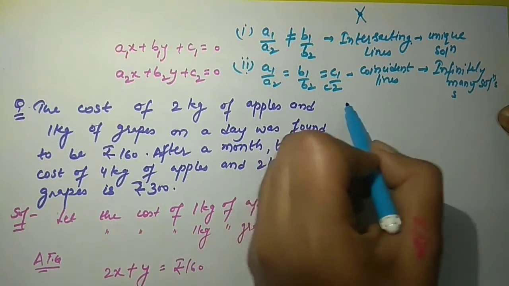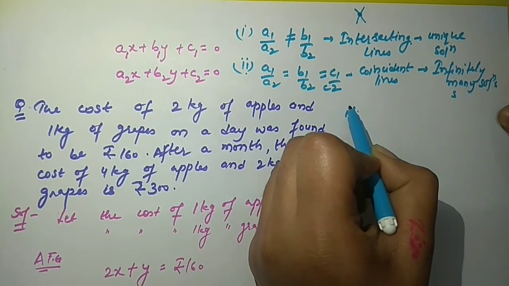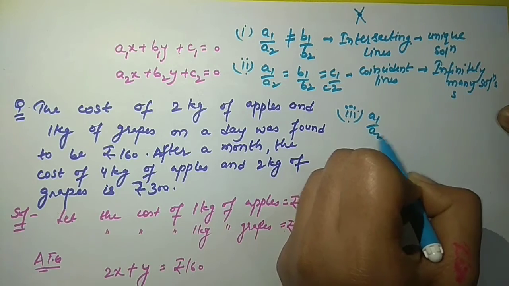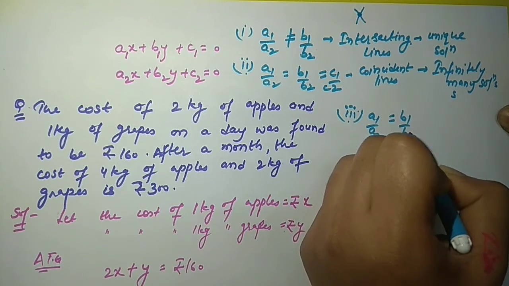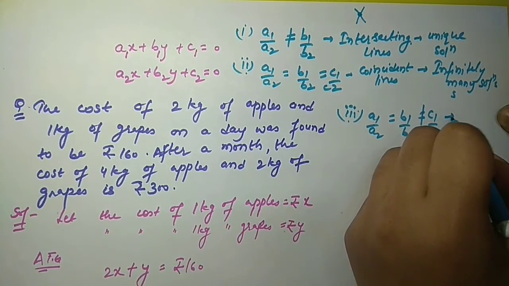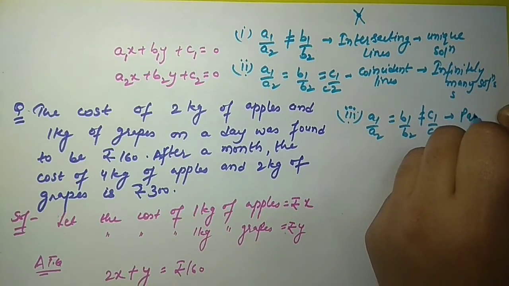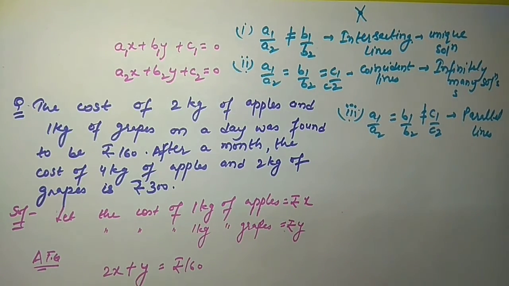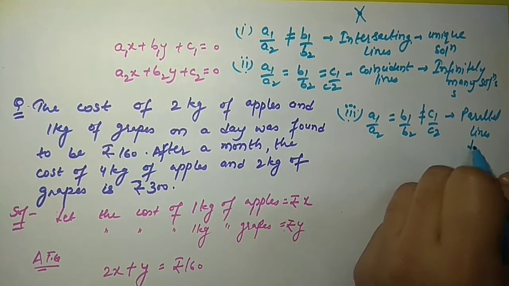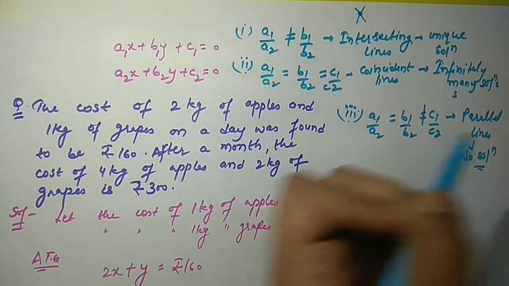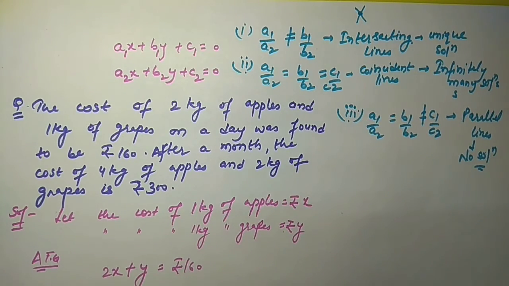Clear? Now next is the third condition, that is, if a1 upon a2 is equal to b1 upon b2 but not equal to c1 upon c2, then that type of lines are called parallel lines. And they have no solution, because parallel lines never meet each other, so they would have no solution.